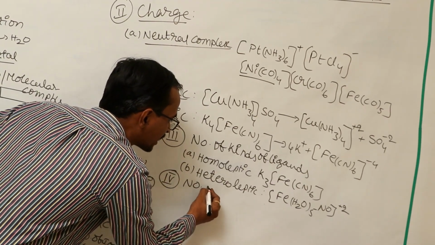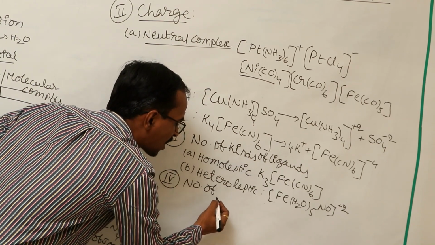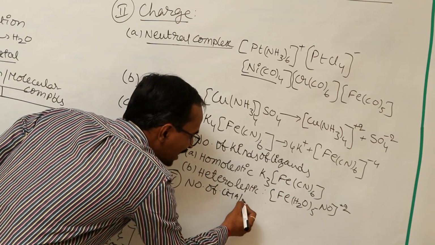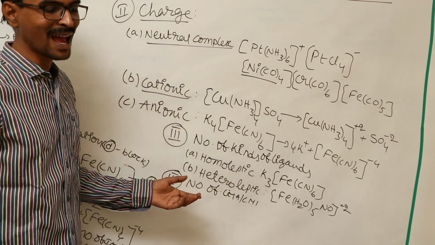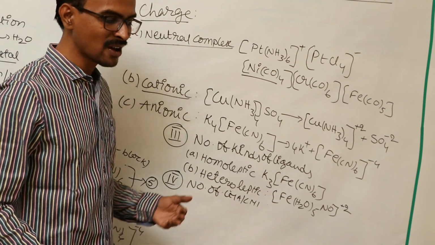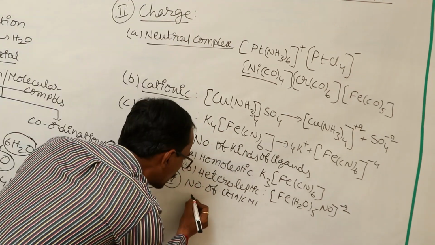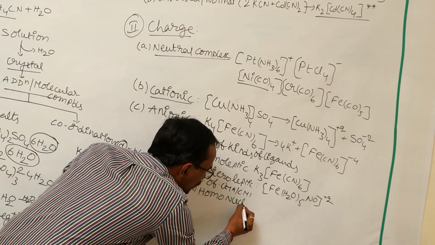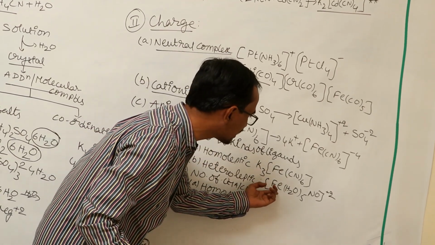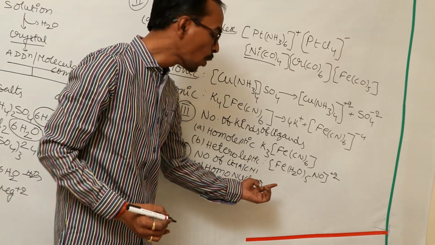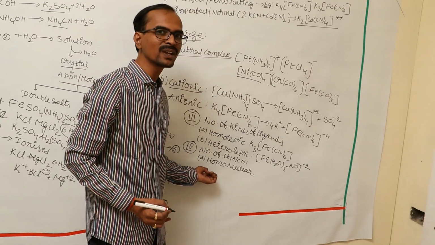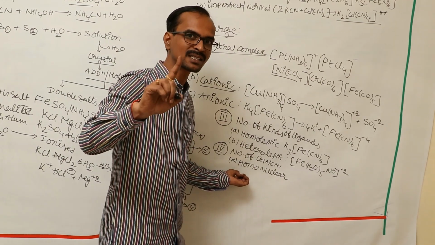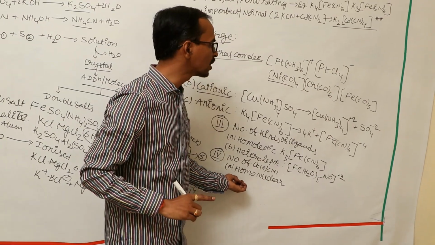Next we can classify the complexes based on the number of central metal atoms. The fourth parameter used for the classification of complex compounds is the number of central metal atoms or central metal ions. Based on this, we can classify the complexes into two different types: homonuclear, because nucleus means center. That means here the central metal atom is considered as a nucleus. Homonuclear complexes: if in a complex we have only one central metal atom, they are called homonuclear complexes.